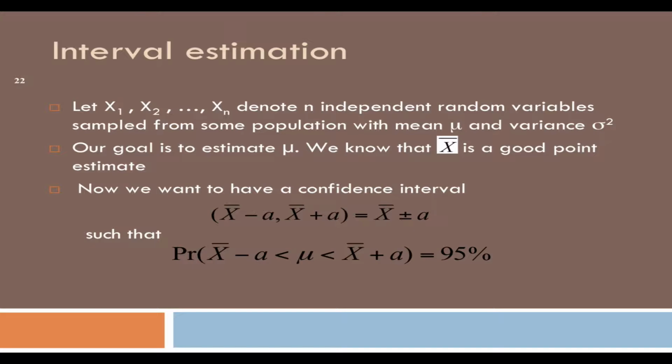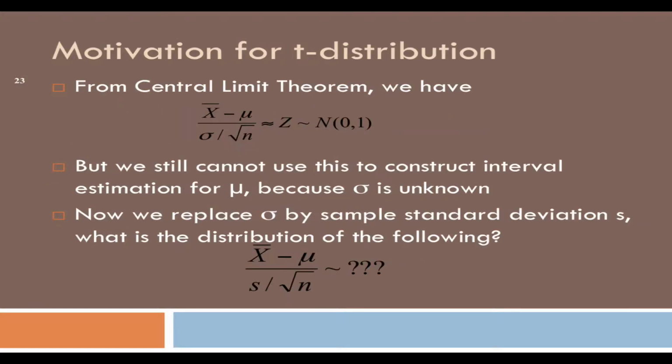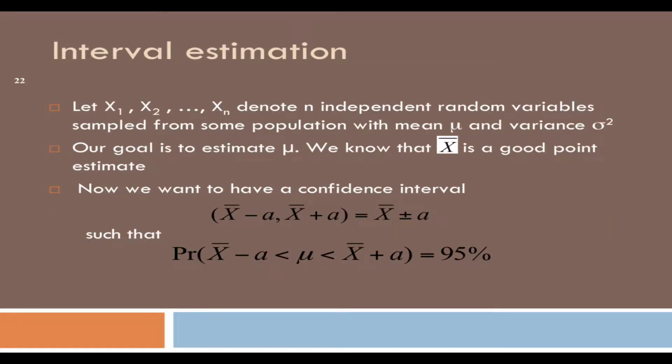Remember, mu is a population parameter. The population parameter is within this interval with 95% chance. So this is the definition of an interval estimate. And we talked about the properties of x bar, and now we move on to the interval estimate.